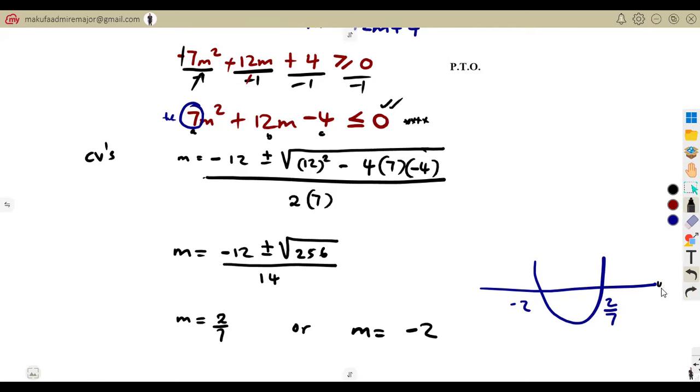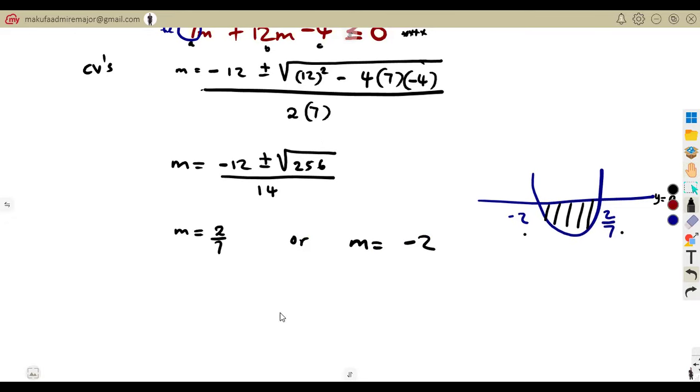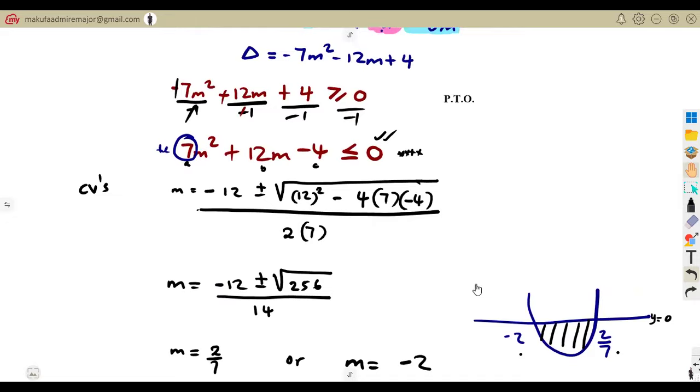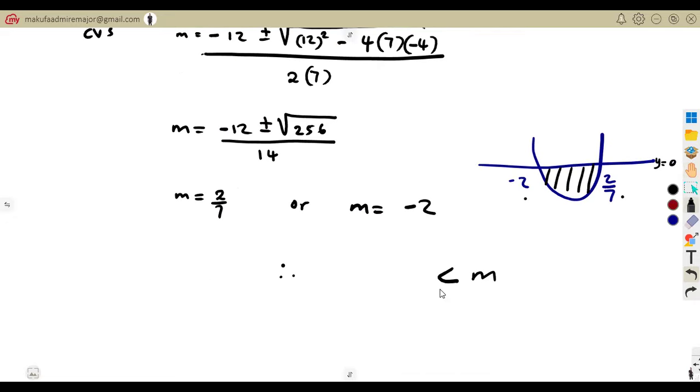Remember, this is y equal to 0. So less than, that's down here, below the line of the x-axis. So it's within this region, from minus 2 up to what? Up to 2 over 7. So therefore, our m is going to be greater than or equal to, because there is an equal to there on our presentation, so you must put that equal to. So it's greater than or equal to minus 2, but less than or equal to what? 2 over 7. So that is how it was going to be at the end.